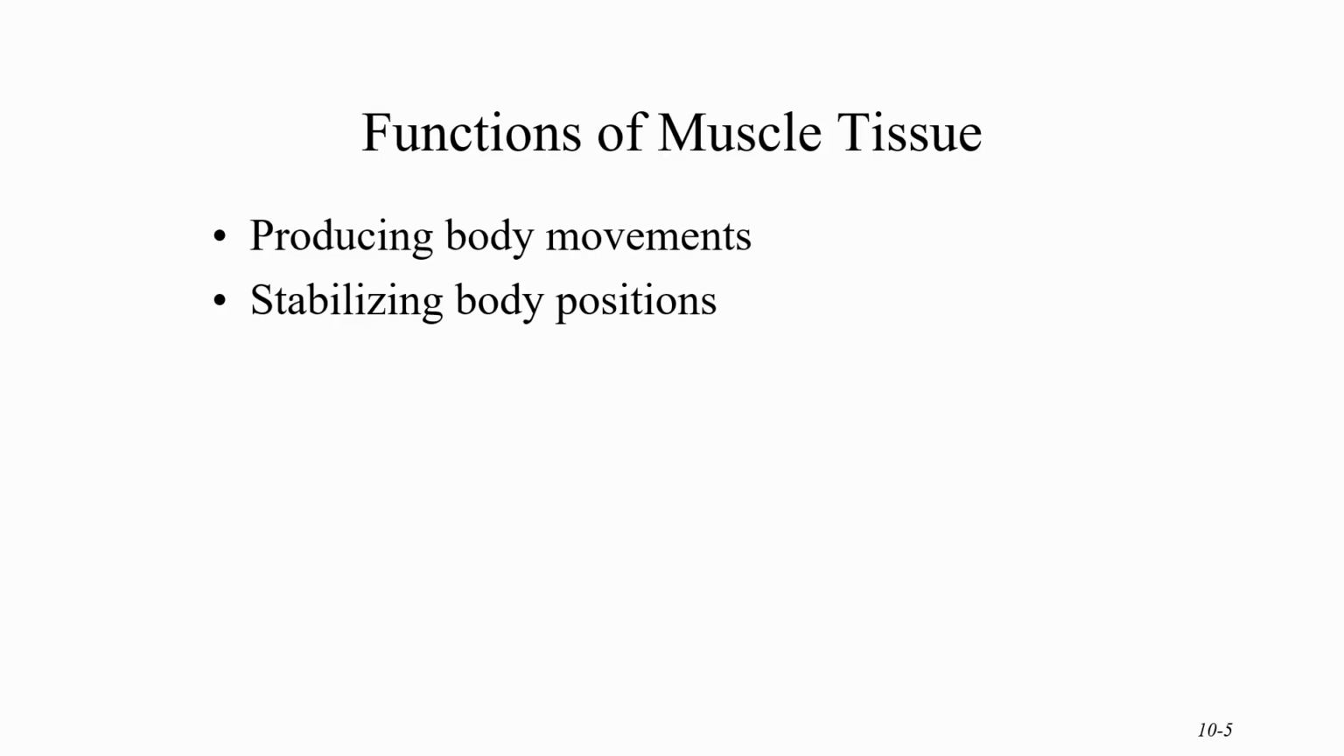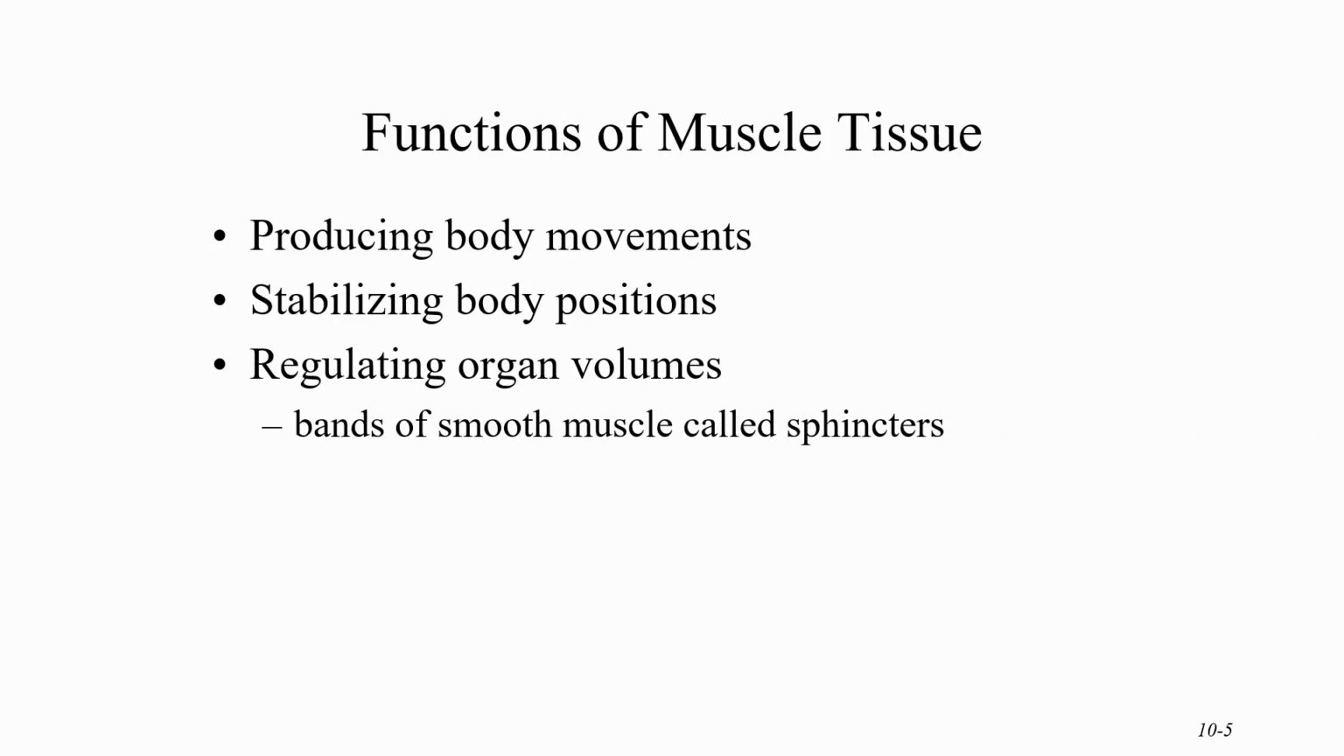So let's look at the function of muscles. It helps to produce body movements, helps to stabilize body positions. It's also going to regulate organ volumes, and one way it does that is with these bands of muscle called sphincters that close off each end of an organ.